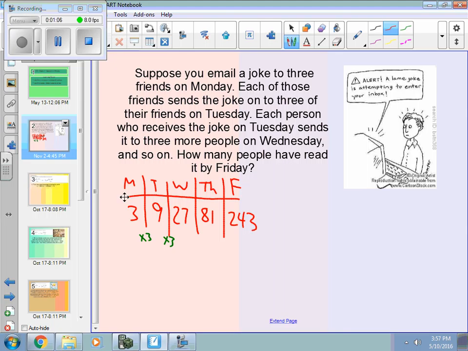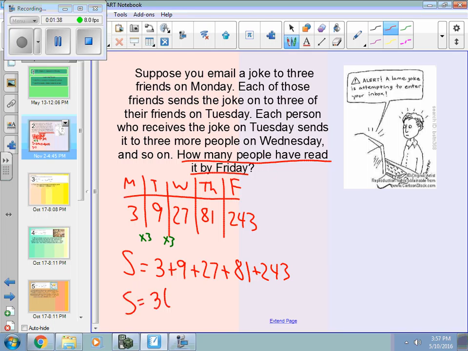But now we have to answer the question, how many people have read it by Friday? Well, 243 is not the answer. That's just how many new people receive it. So to figure out the total number of people, we want to find a series. What we talked about on the last one is taking your sequence and adding up all the values to find the sum. So if we add all these up, we get a total of 363 people who read it.